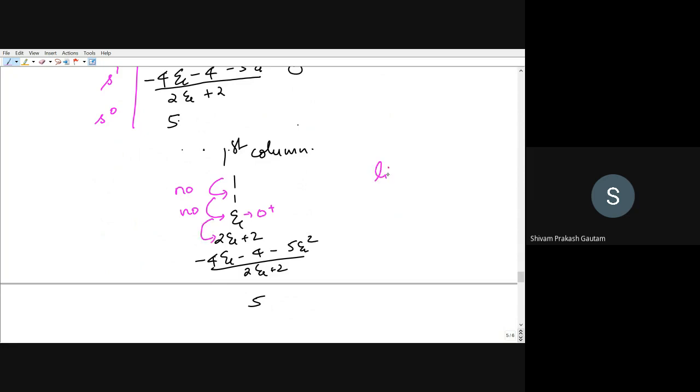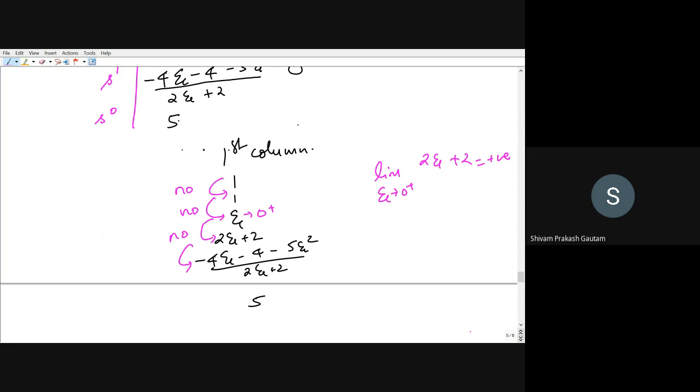So limit zeta tends to 0 positive, 2 zeta plus 2. You do not have to calculate the quantity, but you have to determine what the resultant sign will be. When you put the limit zeta equal to 0 plus, that result will be positive. So you can write here no sign change again.